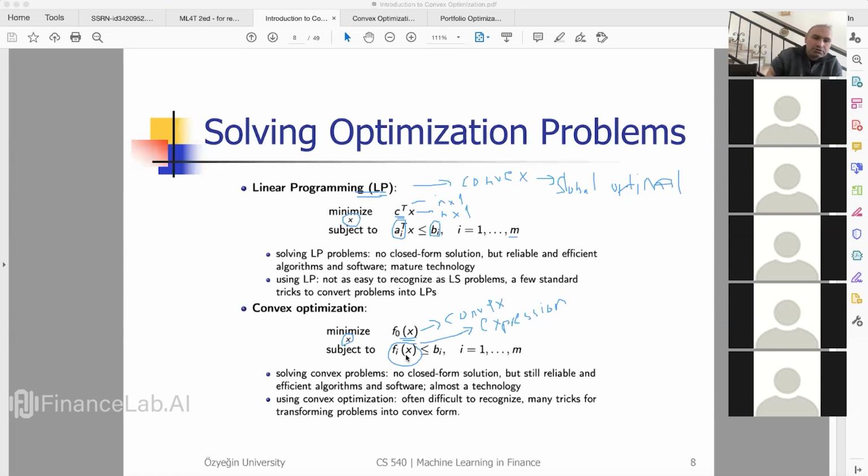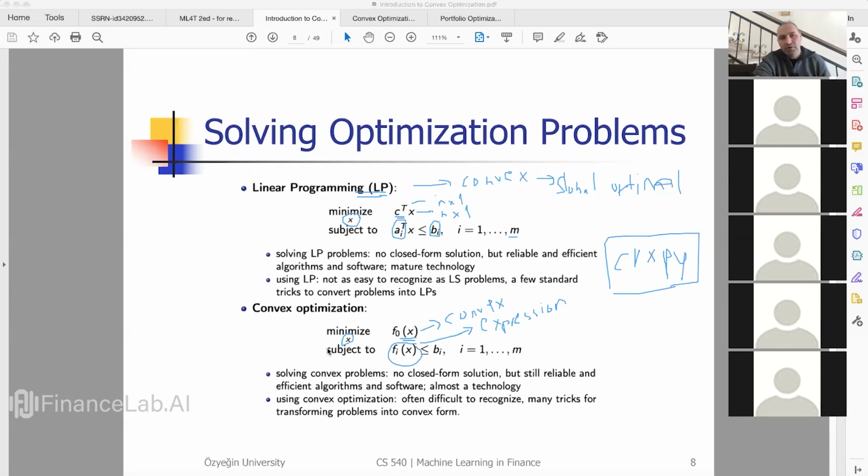Again, there is no closed form solution. These problems are more complicated to come up with a closed form formula. But the algorithms are quite efficient, so you can use any solver. For instance, CVX is a well-known solver, and in Python there is a version of CVX called CVXPY. CVXPY is a good solver, and you can solve convex optimization problems, linear programming problems, and other types of problems efficiently with it.